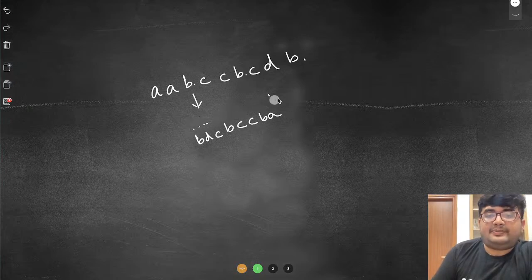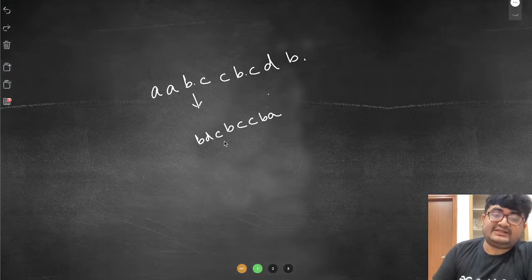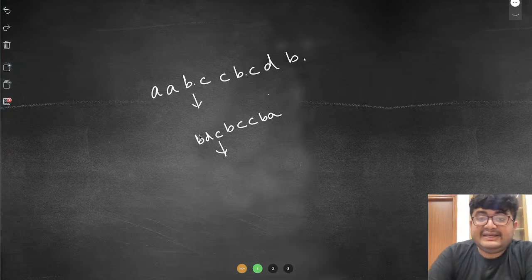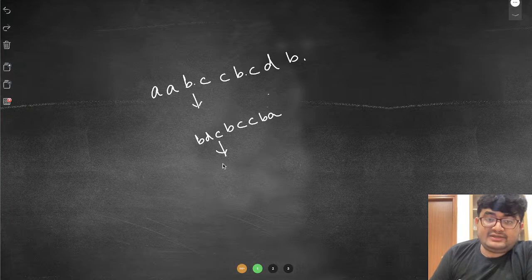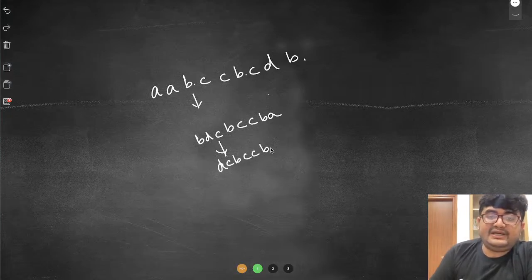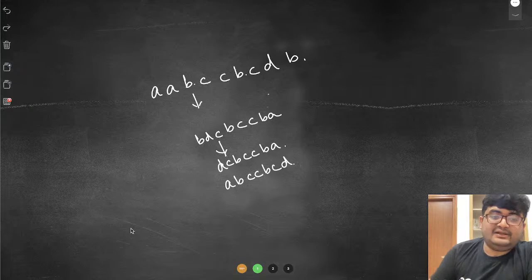Now we'll do the operation on the reversed string. What is the first character? B. Is B repeating? Yes, B is repeating. So we'll remove B. It becomes D, C, B, C, B, A. Reversal of this: A, B, C, B, C, D. So we reverse this.